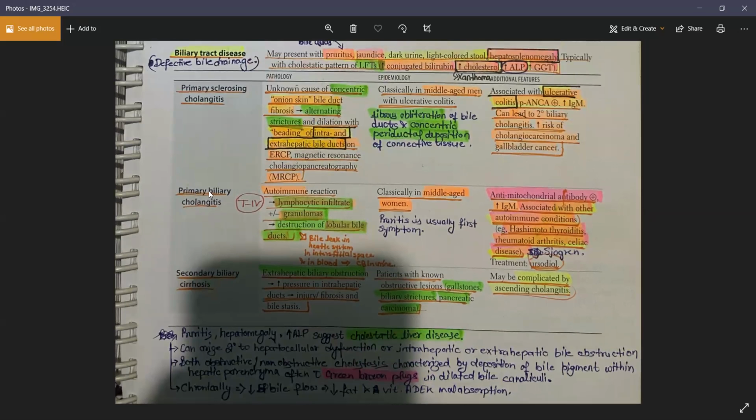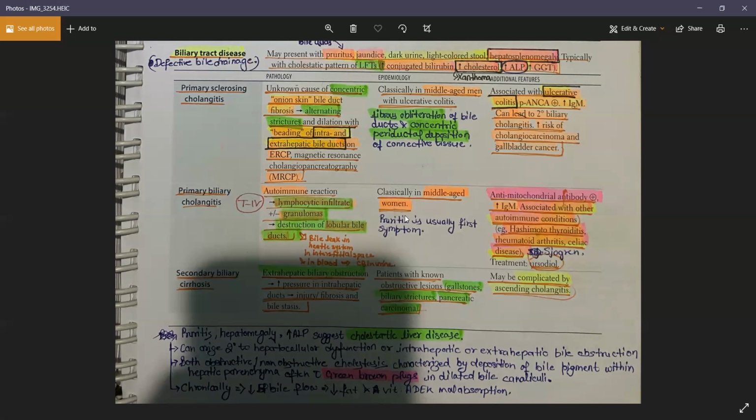Then comes primary biliary cholangitis. It is a type 4 hypersensitivity reaction. In this case, you will see the formation of granulomas. Because surrounding the granuloma will be the lymphocytes, you will see the lymphocytic infiltrate, you will see the granuloma, and you will see the destruction of the lobular bile ducts. It is only seen in middle-aged women. In Step 1, for primary biliary cholangitis, it will always be a middle-aged woman, not a man. Very important.